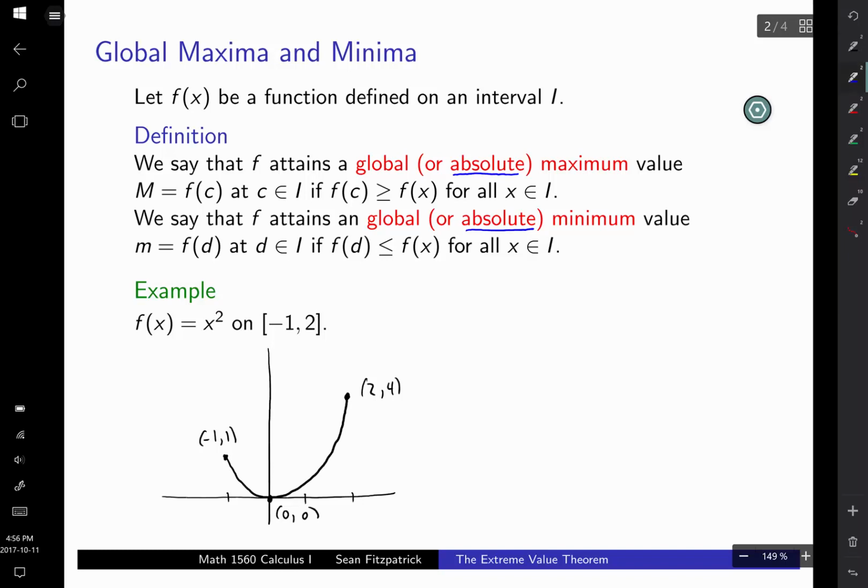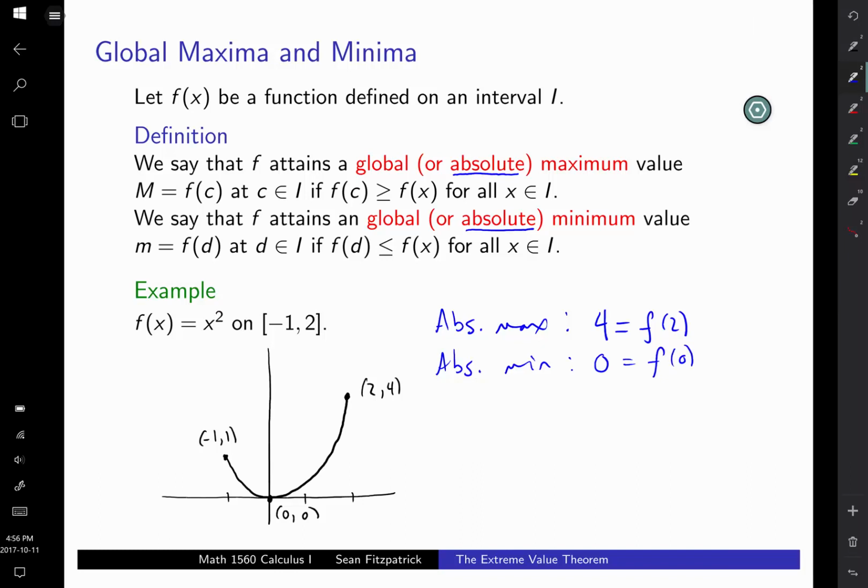And we can see that for this particular example, the absolute maximum is going to be at 4. That's the maximum value, and that is attained when x is equal to 2. The absolute minimum would be 0, and that's attained when x equals 0, right? X squared is never less than 0, so that's the lowest we can get. So the biggest we get on that particular interval, and then the smallest we get.